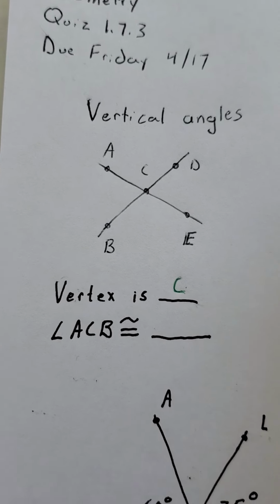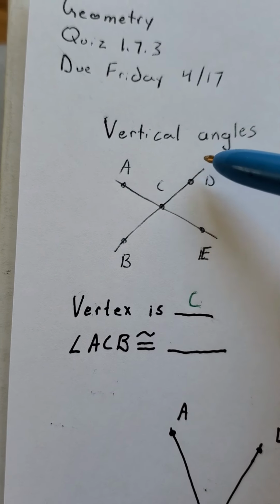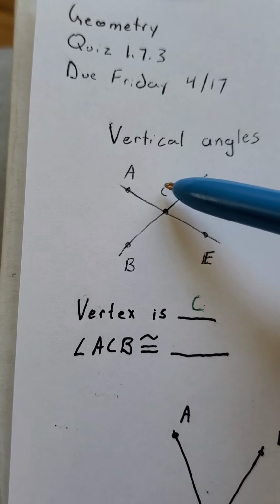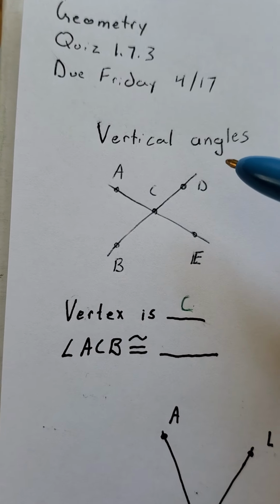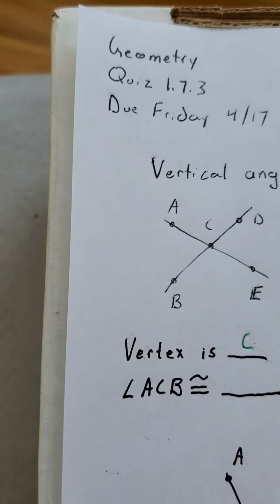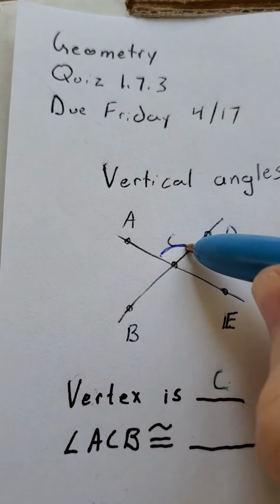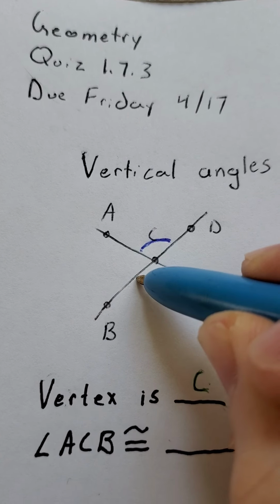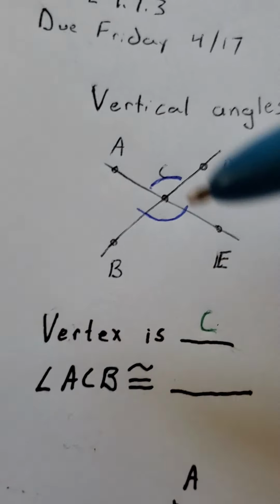Now, to list a pair of vertical angles, this angle here, ACD, this top angle, is opposite this bottom angle, BCE. So they are vertical angles. So let me draw that in using a color here. So this angle, this top angle, is opposite this bottom angle. So they are vertical angles.